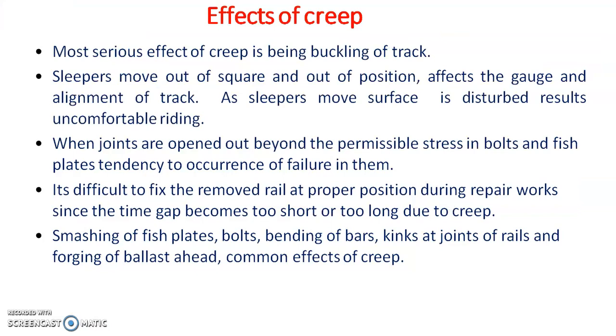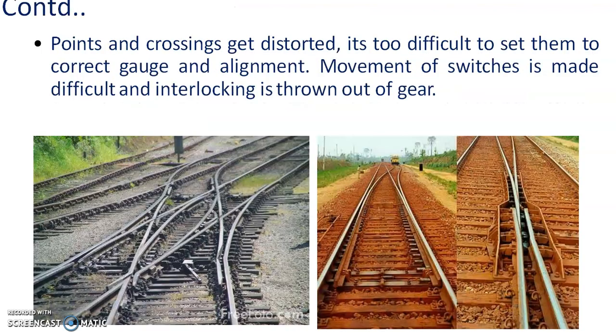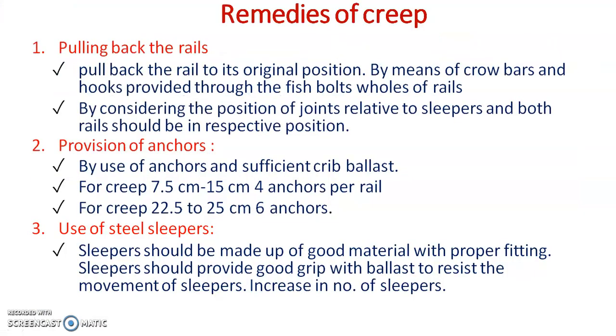Okay, due to the creep, what are all the effects? The track may buckle. The joints may open out beyond the permissible limit. It is difficult to fix the displaced part and bring it back to the proper position. All the fixtures and fastenings will get removed, and because of that dismantling may happen. So these are the effects of creep. This picture shows the points and crossings. See, two or more rails are joined here. The movement of switches is made difficult and the interlocking is thrown out of gear also.